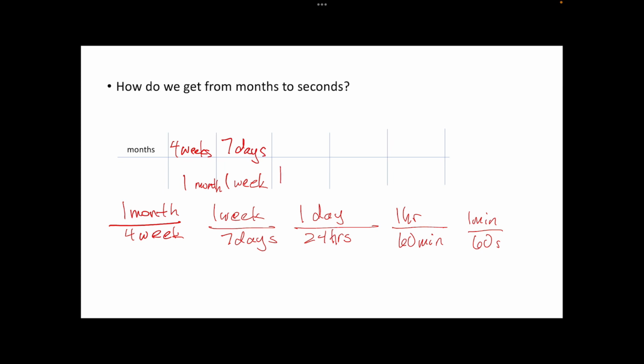We know that 1 day is equal to 24 hours. We know that 1 hour is 60 minutes. And then lastly, we know that 1 minute is 60 seconds, okay?